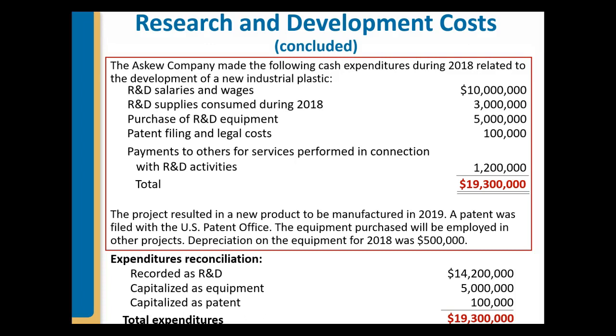If Askew later sells this patent to another company, let's just say for $15 million, then the buyer would capitalize the entire purchase price rather than only the filing and legal costs. Once again, the reason for the apparent inconsistency in accounting treatment of internally generated intangibles and externally purchased intangibles is the difficulty in associating costs and benefits.